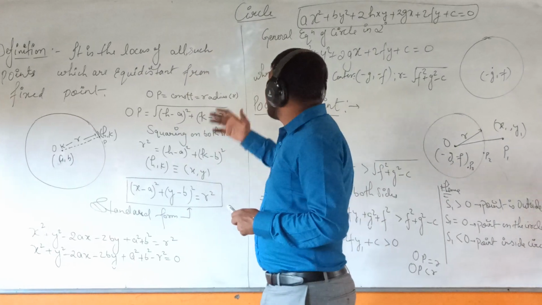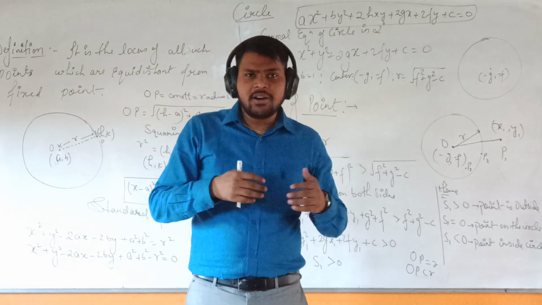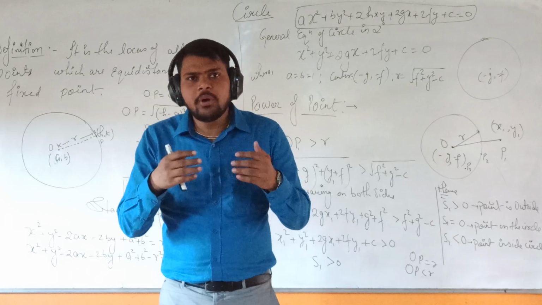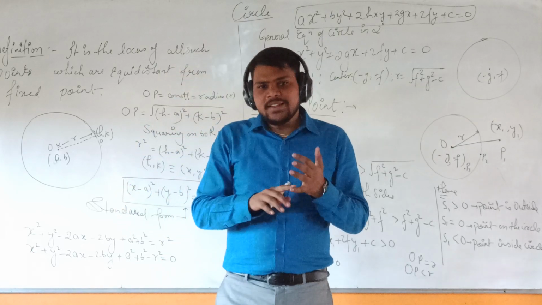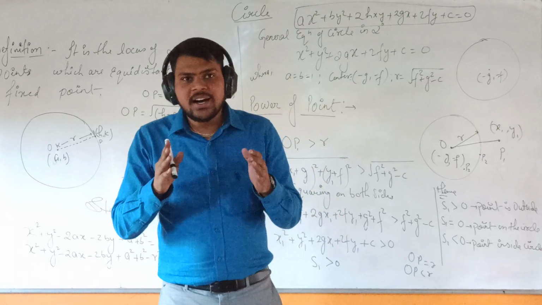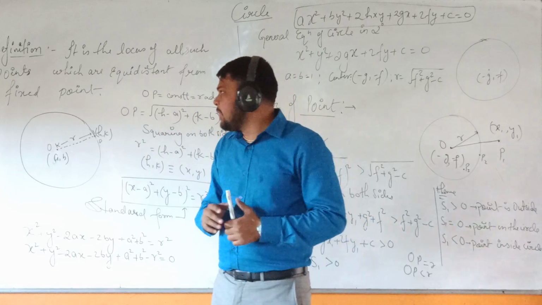Today we are going to study a chapter, circle, which you are very familiar with from class 10 and all the previous classes. So, what do we know about a circle? Let's see. A circle is the locus of all such points which are equidistant from a fixed point. Okay. So now, what is the meaning of that?